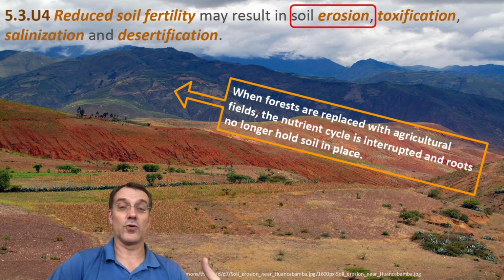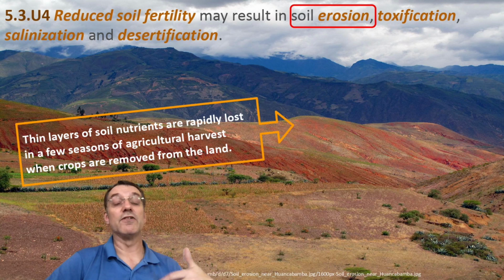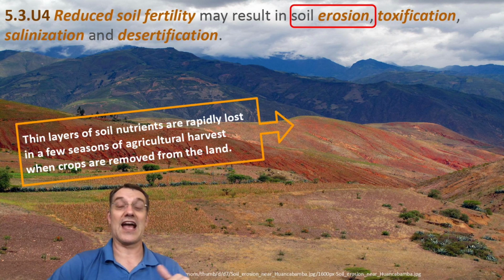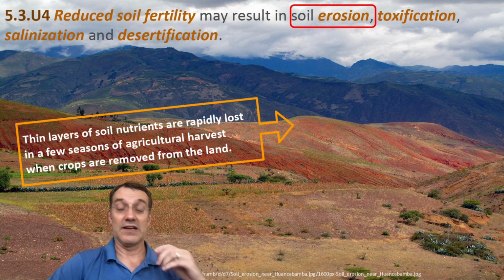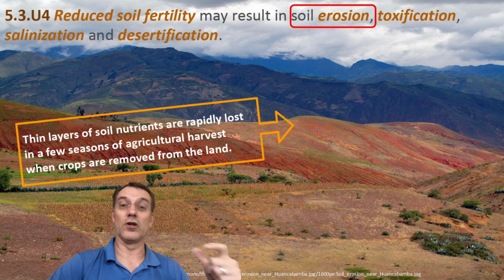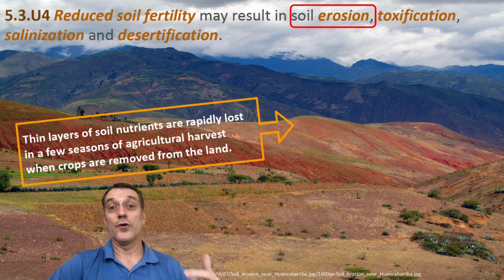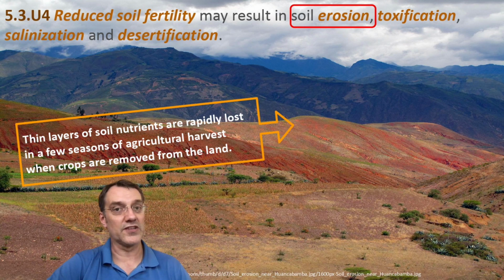Because the roots aren't holding the soil in place, you get increases in rates of erosion and you start to see nutrient levels falling away. The consequences become even more apparent as thin layers of soil nutrients are rapidly lost during agricultural harvesting. Right? That top layer of soil is where we grow all of our agricultural crops. When crops are removed from the land without proper nutrient replacement, you're going to see a dramatic decline in soil fertility over just a few growing seasons.